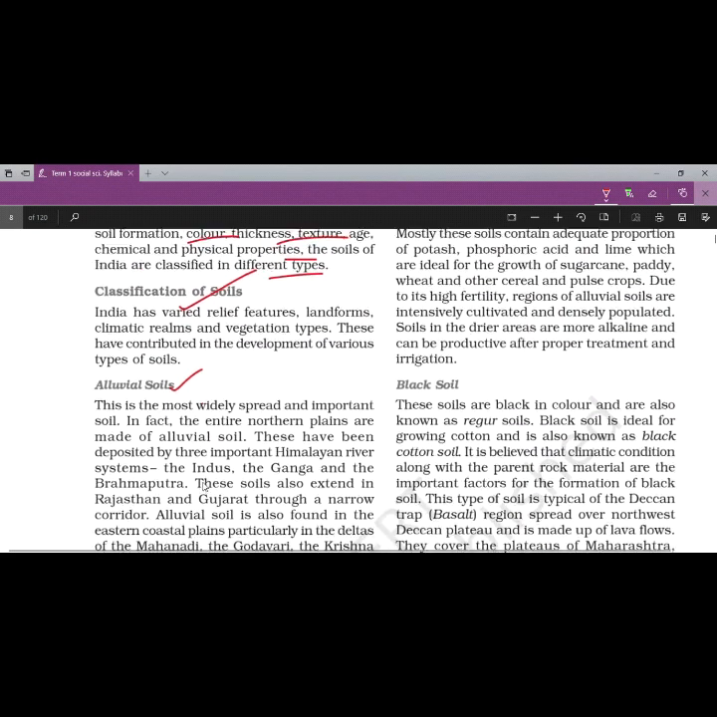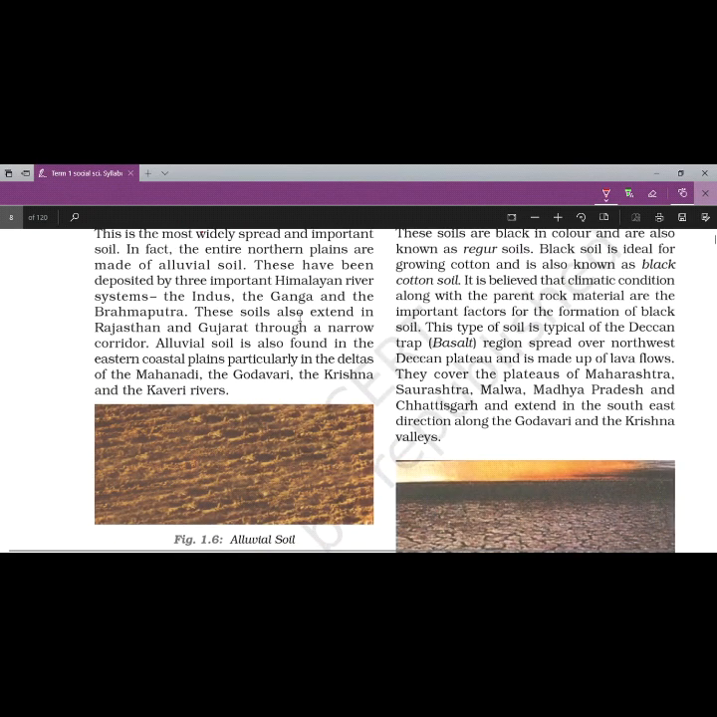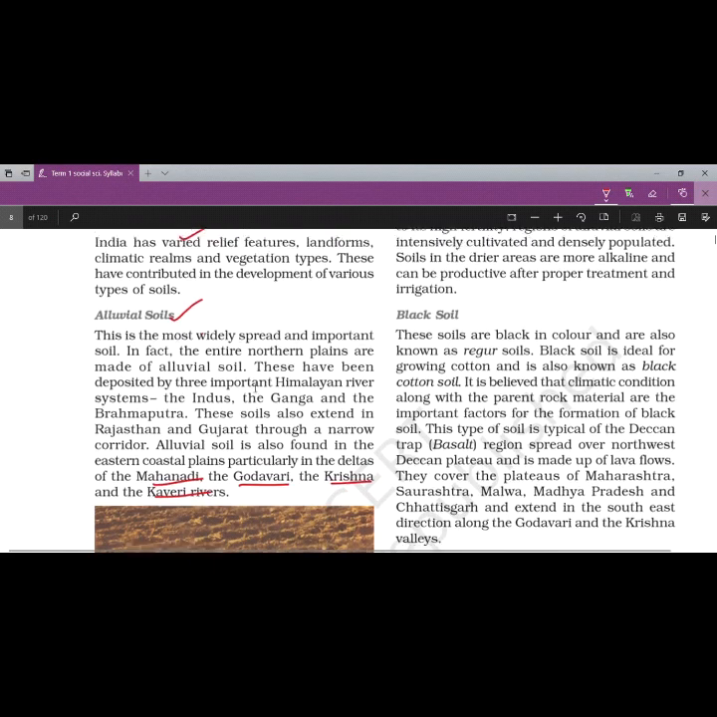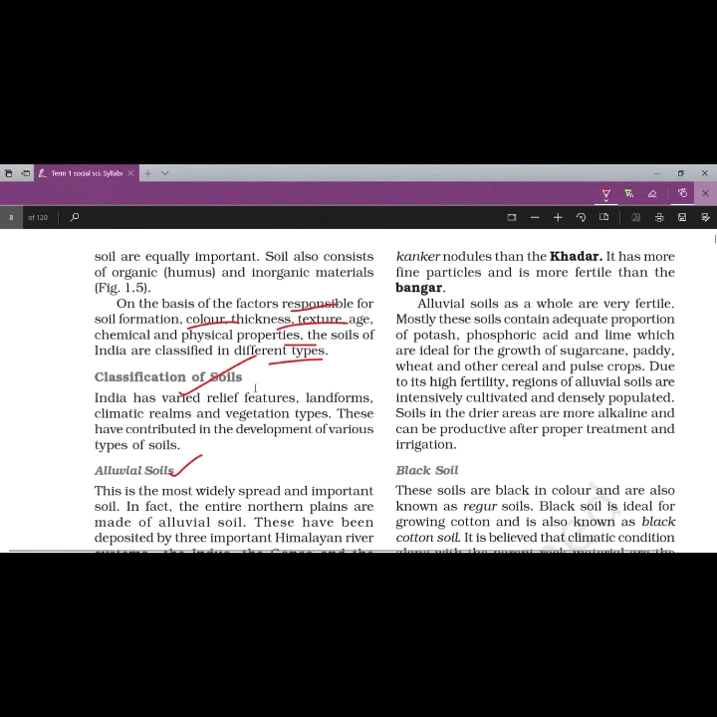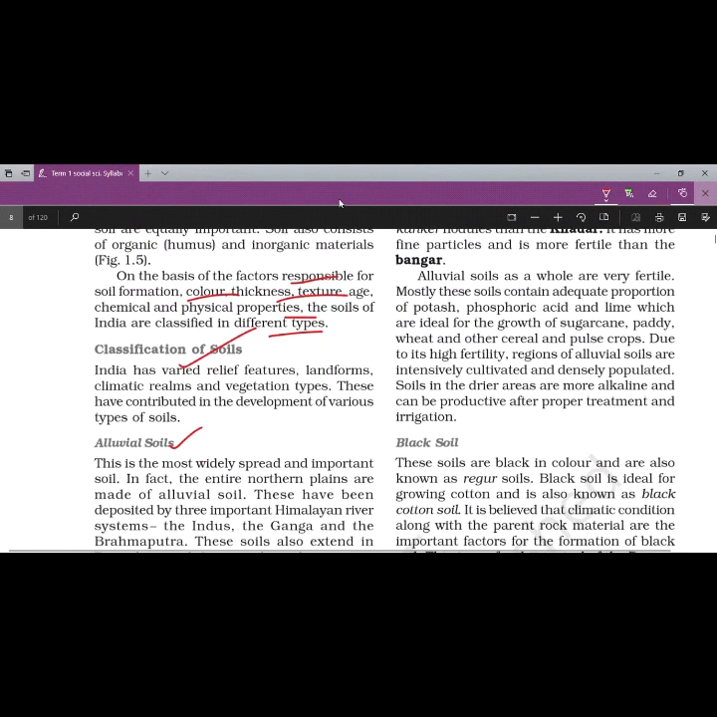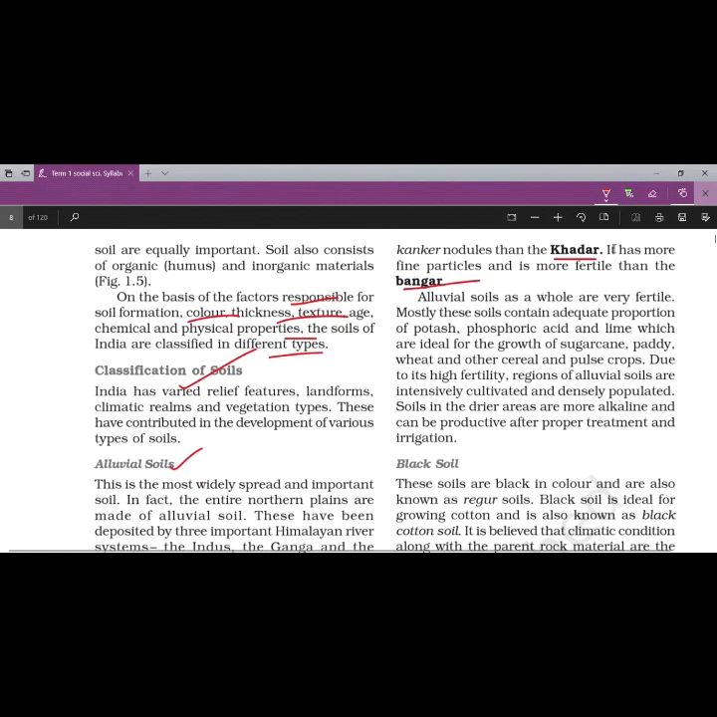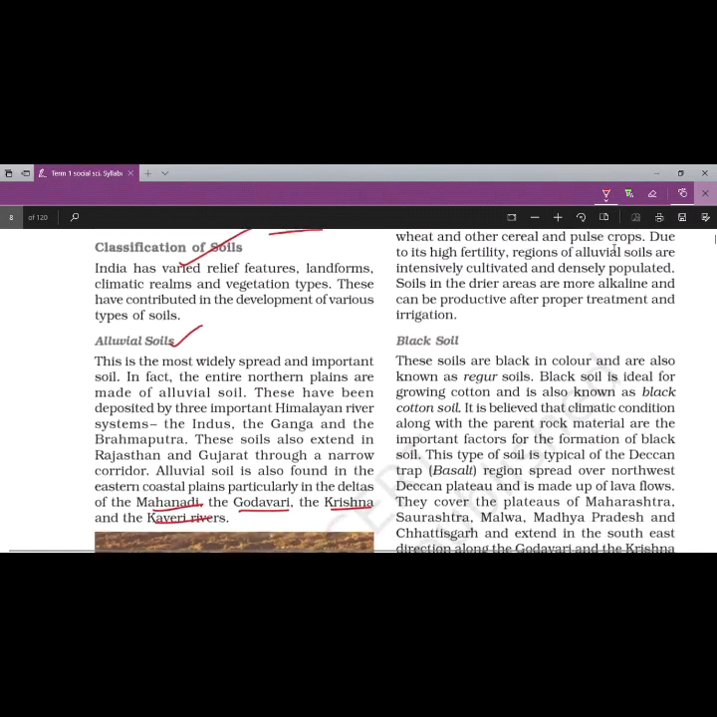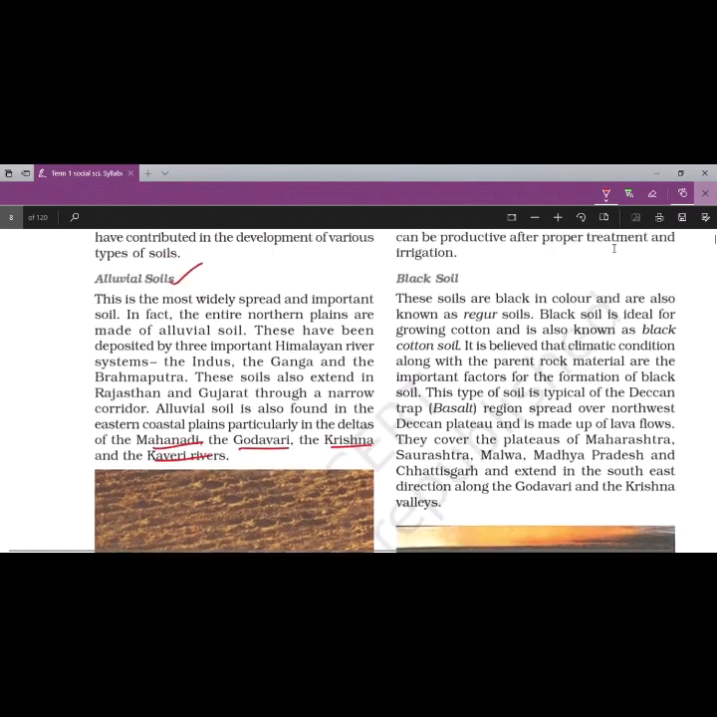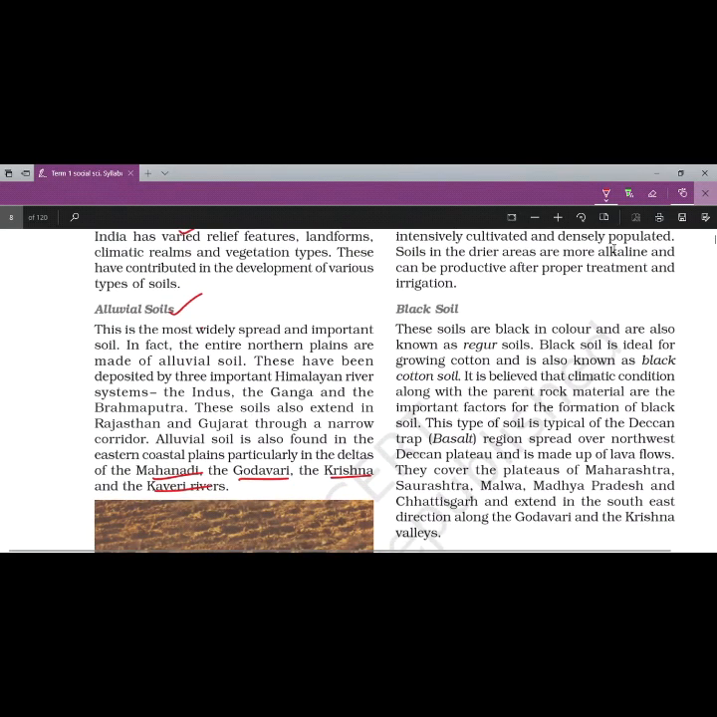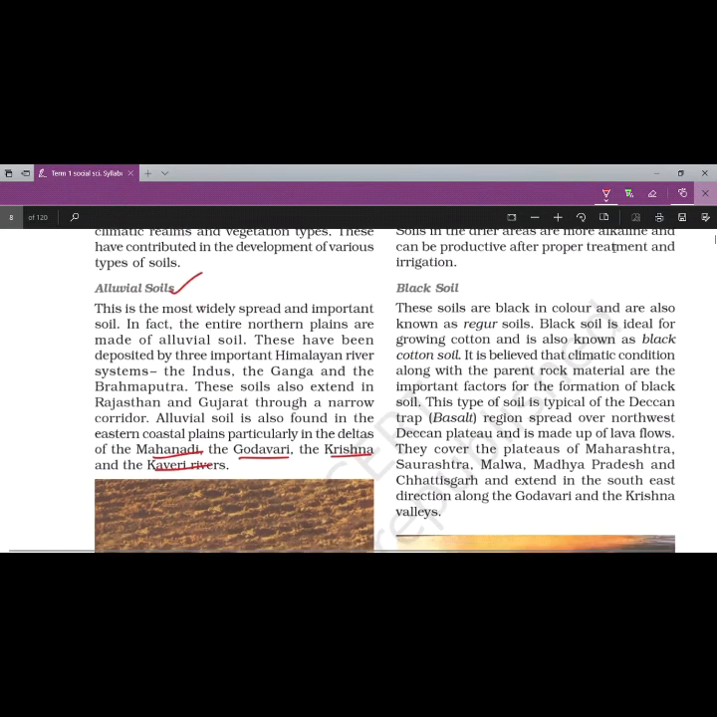Then rivers, which rivers are covered in it? Godavari, Mahanadi, Krishna and Kaveri rivers. And one more, Khadar and Bhangar. Yes, you can get the difference between Khadar and Bhangar in MCQ form, or match the column like this. The question paper will be systematic, so you will get all kinds of questions.